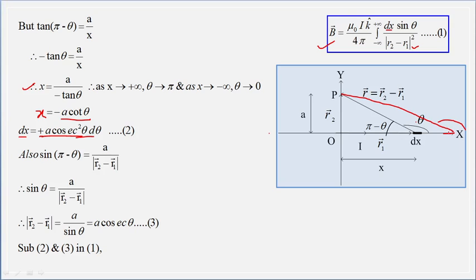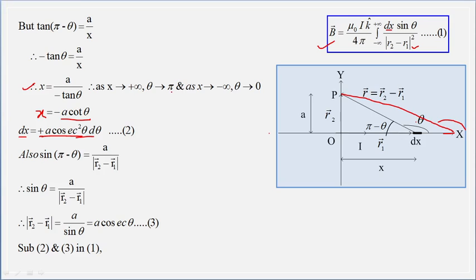Now the limiting case. When it is at infinity, the maximum it will take is 180 degrees. When you take this dx to infinity, this line will become almost parallel. So that's why as x tending to plus infinity, theta will tend to pi.